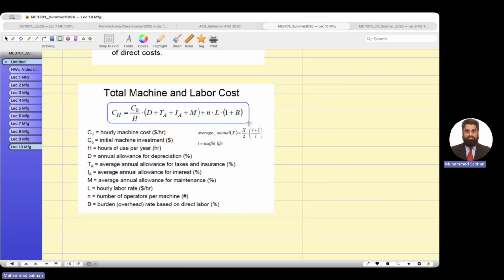And then we have depreciation, the annual allowance of depreciation. This is depreciation because every year it depreciates. Suppose in the beginning the lathe machine is $100,000, then it comes to 90,000, a decrease every year. Then the tax amount, you are paying taxes, insurance, and an average maintenance allowance to repair the machine. And here comes the labor cost: number of operators, labor wages, 1 plus B, the burden overhead rate based upon the direct labor.